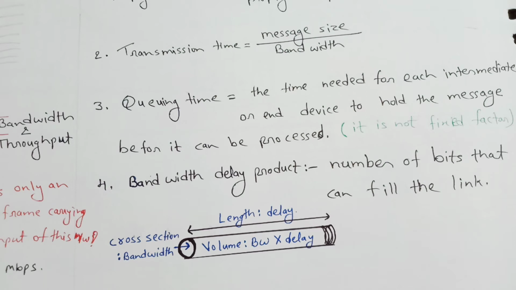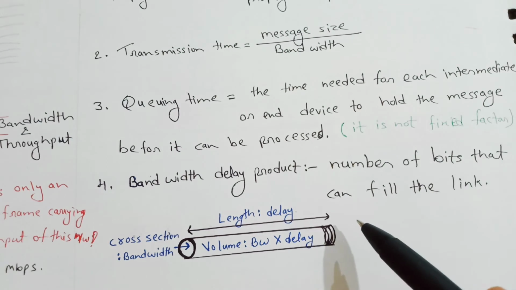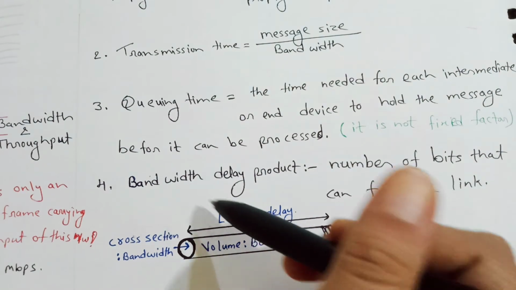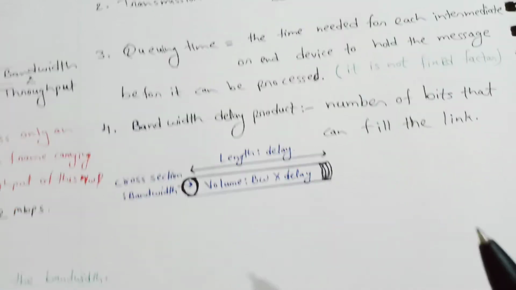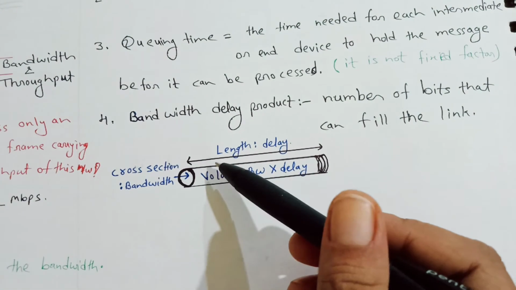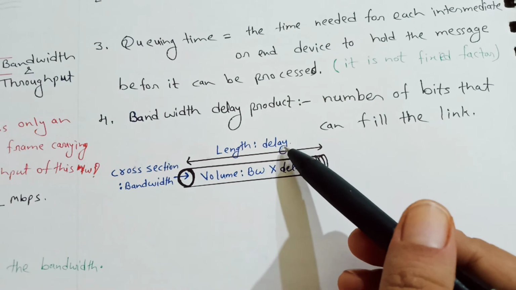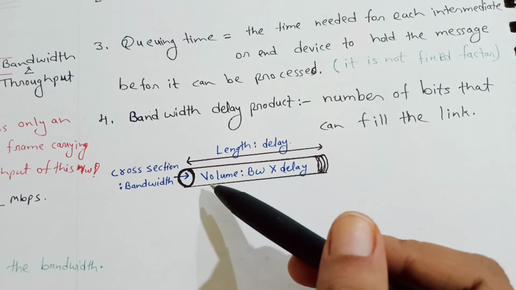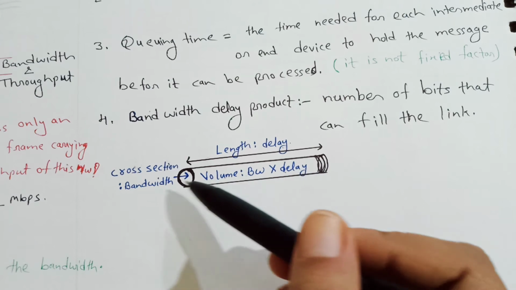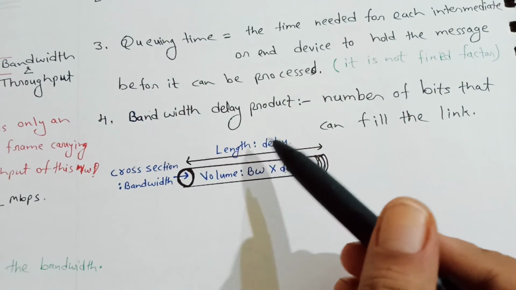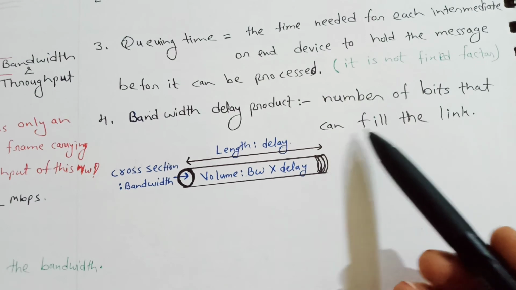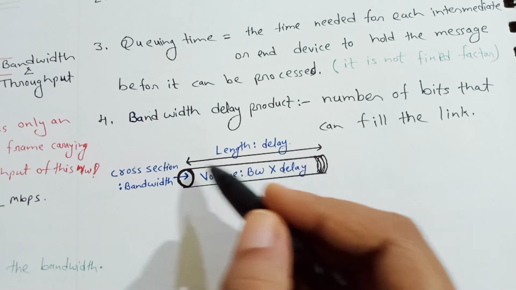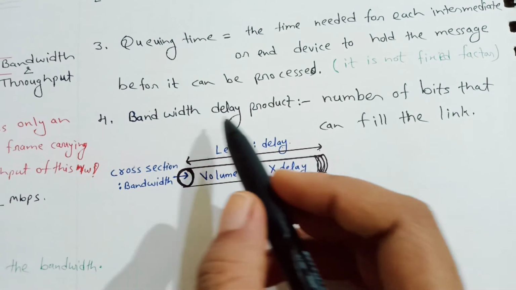And bandwidth delay product. What is bandwidth delay product? The number of bits that can fill the link. Cross-sectionally we can see this in the image. Length is delay, and volume is bandwidth into delay. This is bandwidth and this is delay. The number of bits present from this end to this end of the link is the bandwidth delay product.